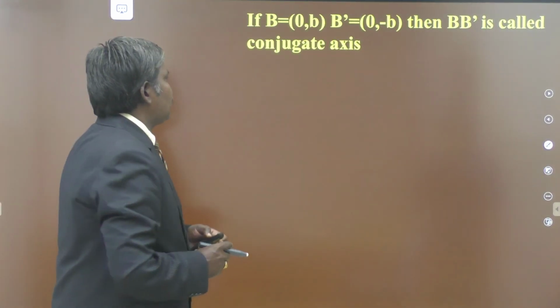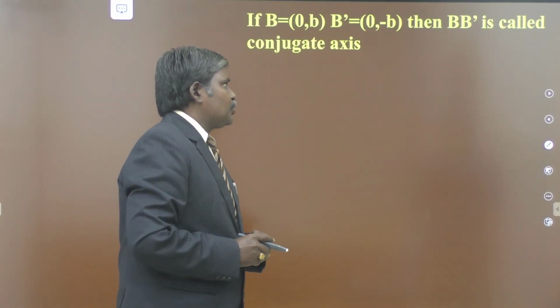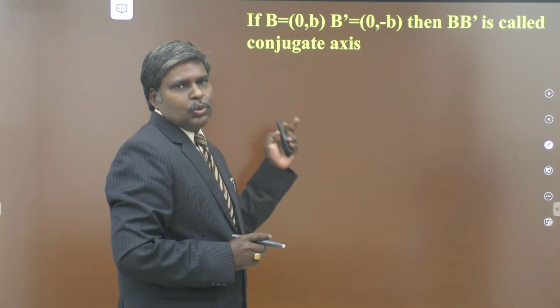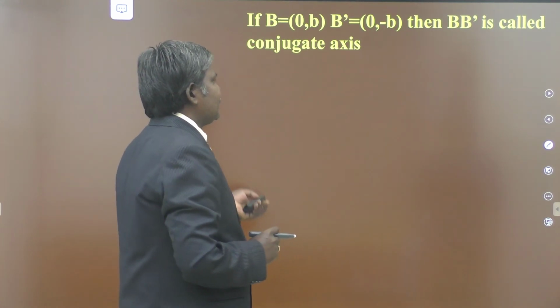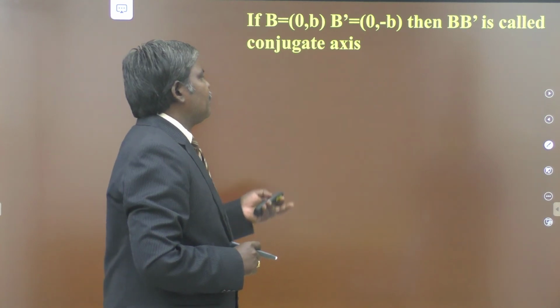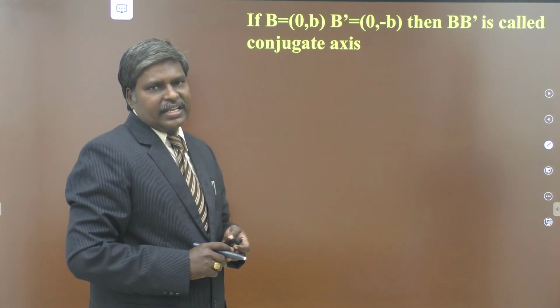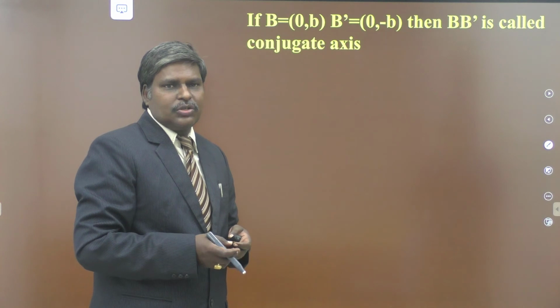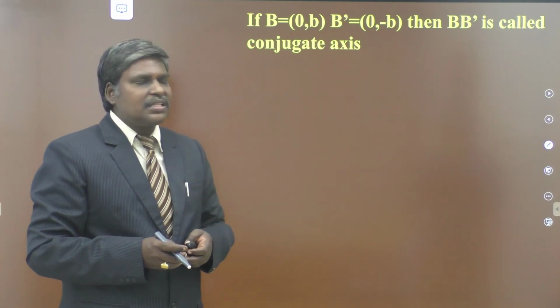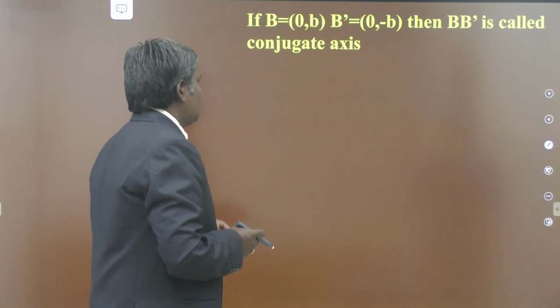So B (0, b) and B dash (0, -b) are two points on the y-axis which are at distance b from the origin. Then BB dash is called what? Conjugate axis. So we have two axes here also. One is called the transverse axis, the other one is the conjugate axis.